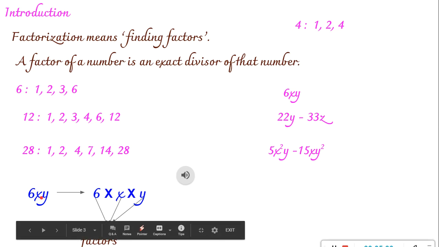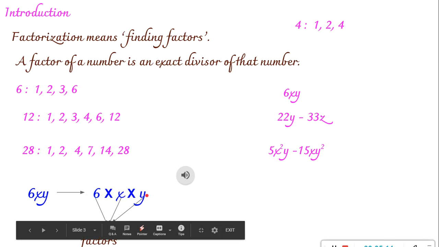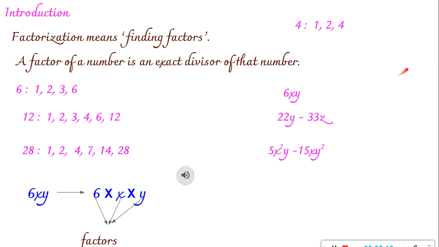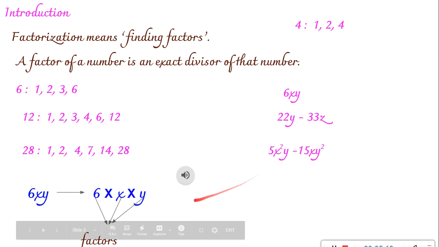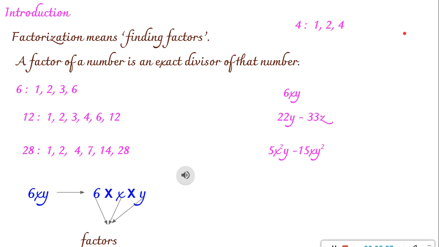So how can you write 6xy? Look, basically what is 6xy? 6xy is nothing but 6 into x into y. So basically 6xy can be written as a product of these three things: 6, x and y. So what are these 6, x and y? These are the factors of the algebraic expression 6xy, right? Why are they factors? Because these are the numbers which, when multiplied together, give you this expression.